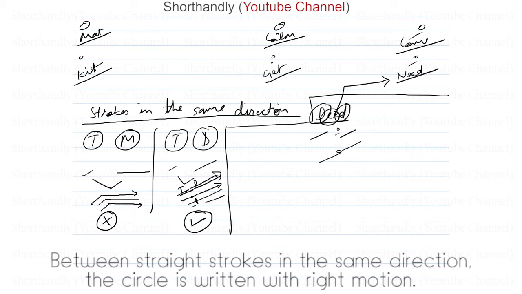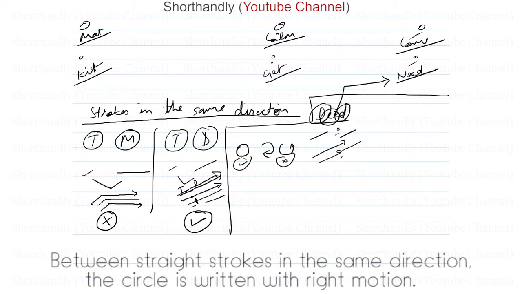Now let's read the statement again. It says between straight strokes in the same direction. Yes, this is the same direction. Between the straight strokes in the same direction, the circle is written with the right motion. Right motion means right rotation like this. So the circle has to be made in this motion, not in this motion. This is wrong.